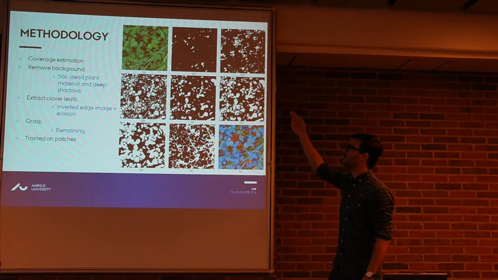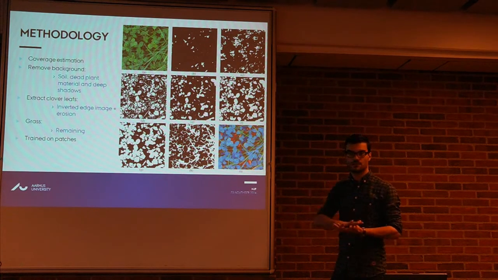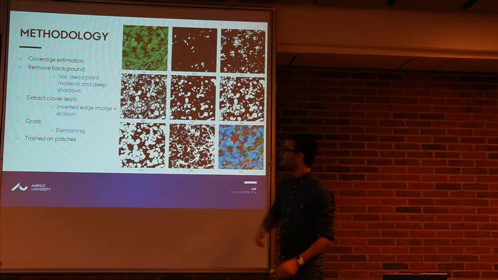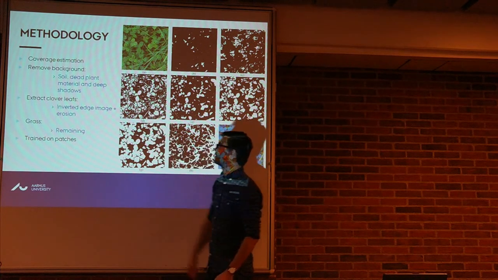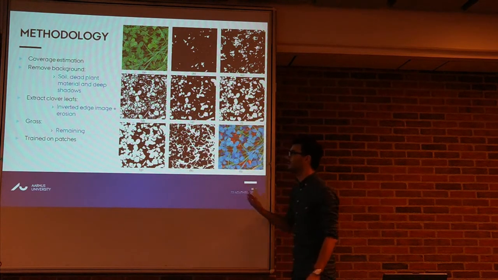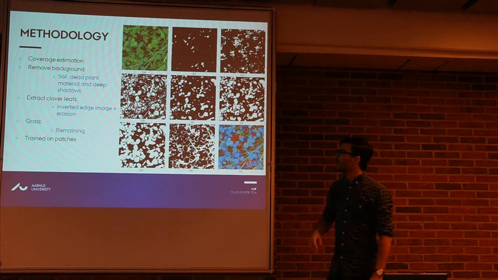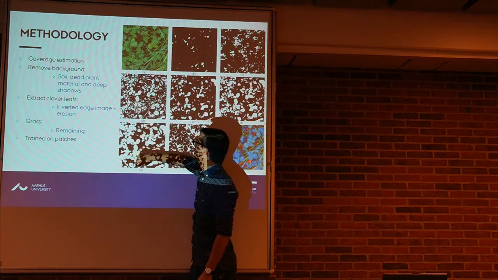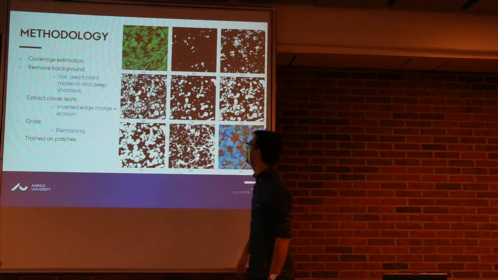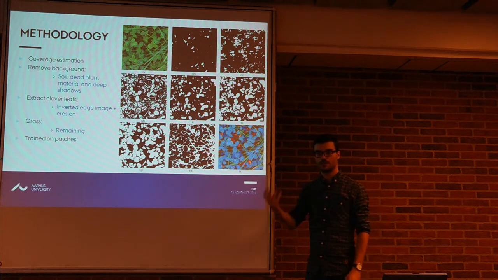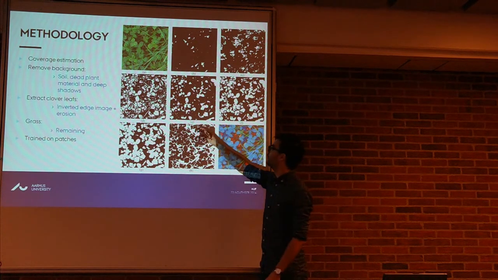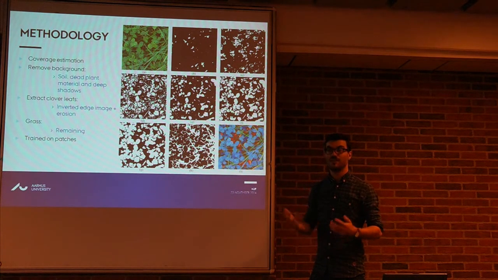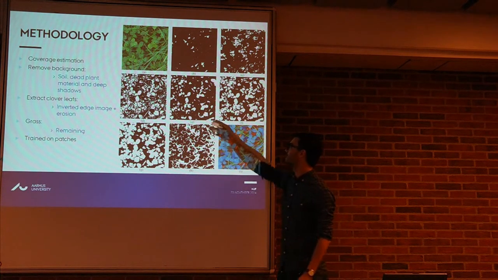The reason we remove these deep shadows is that although it's plant material, we can't distinguish the grass or the clover anymore. Next, we try to extract the clover leaves by creating an inverted edge image. The idea is that the clover will have large patches, whereas the grass will be small patches, and then we erode this image several times.